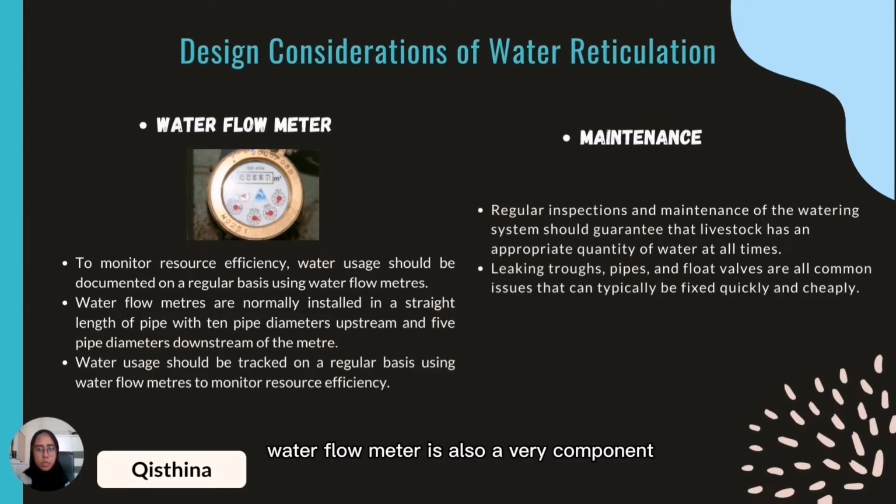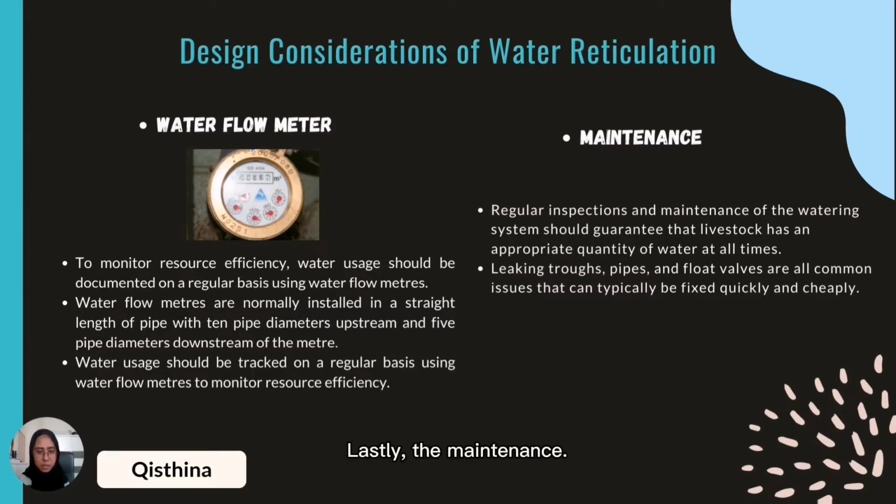In addition, water flow meter is also a very important component to be installed in a water reticulation system. This is because water flow meter is very important to monitor the resource efficiency. Water usage should be documented on a regular basis using flow meters. Water flow meters are normally installed in a straight length of pipe with 10 pipe diameters upstream and 5 pipe diameters downstream of the meter. Also, water usage should be tracked on a regular basis using water flow meters to monitor the resource efficiency.